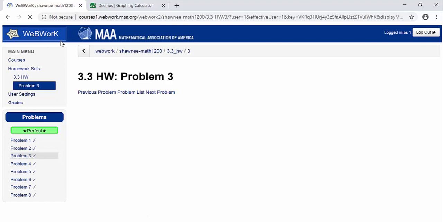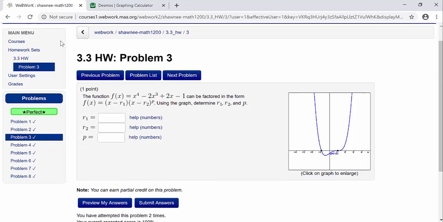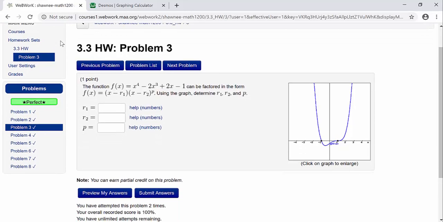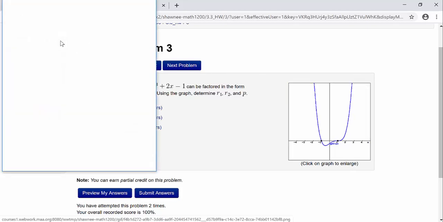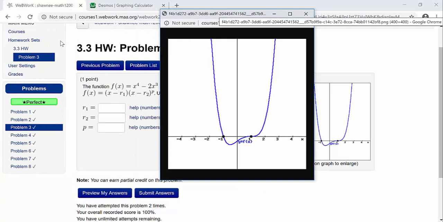All right, so for problem number 3, we have a degree 4 polynomial function, and we have that it can be factored into this form right here. So I'm not actually going to do the factorization to get the answer. We can just use the graph to do this. If we look at the graph more carefully, we see that there are two x-intercepts at -1 and +1. So these are the values of r1 and r2 that are required in the expression of the factored form.